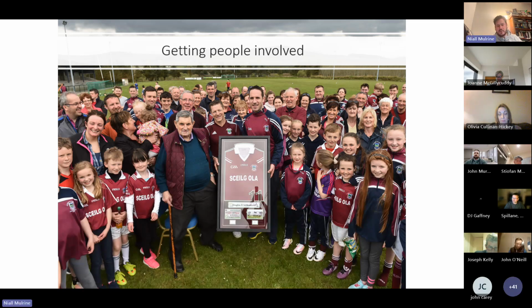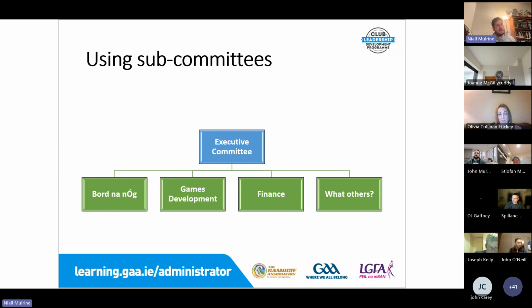We mentioned it earlier, but there's just an example of some of the subcommittees that you could have in your club. So again, this example here, we've got our board and OG, our games development, our finance, and what others. Now, we've already gone through this, so we'll not go into it again, but we've already answered a lot of this about what other subcommittees you would have in your club. And if anyone else has any more ideas around subcommittees that you use yourself or you have an idea for as a subcommittee within your club, throw them in there now as well.